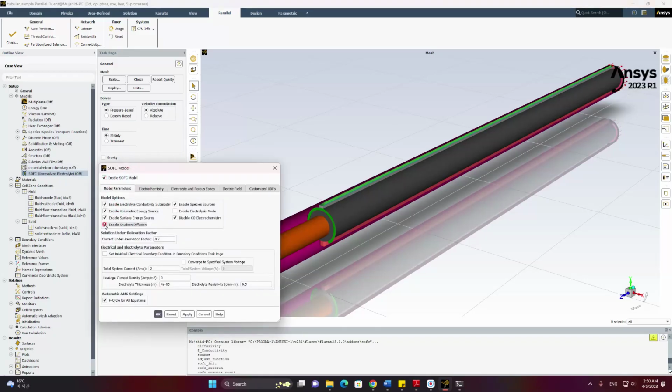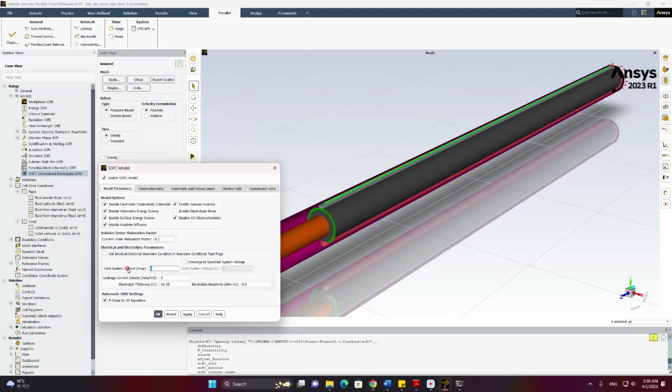Enable SOFC module. The current under-relaxation factor for this simpler geometry: since we are following the tutorial itself, later we will want the current under-relaxation factor to be 0.2 for the initial run, and then we can increase it to 0.3. So right now we will be strictly following the tutorial manual and also the values given in the tutorial manual itself.